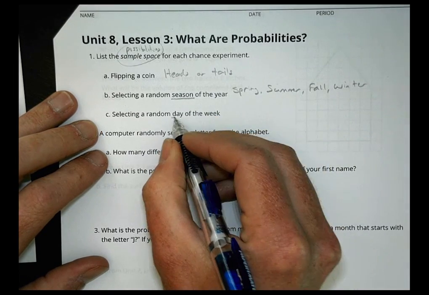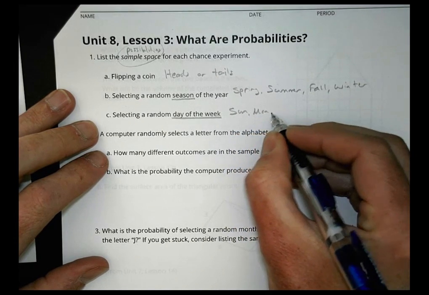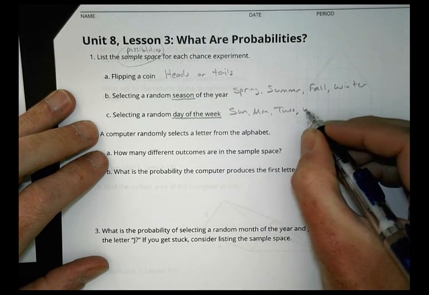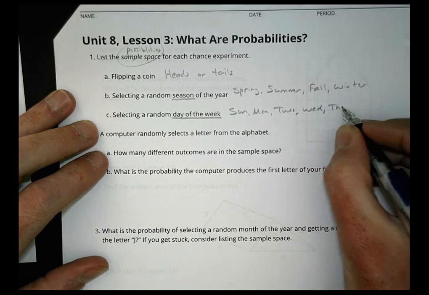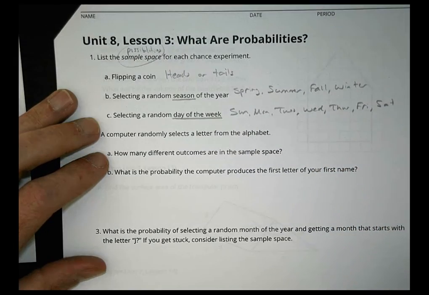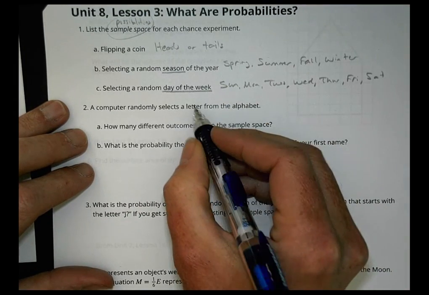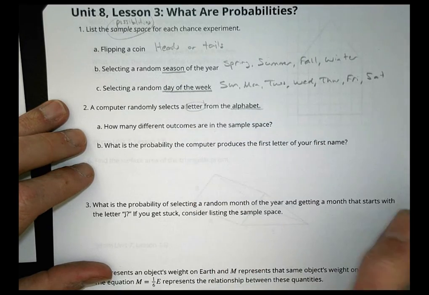Okay, random day of the week. Well, we have Sunday, Monday, Tuesday, Wednesday, Thursday, Friday, and Saturday. Those are abbreviations, of course. That's it. Number 2. A computer randomly selects a letter from the alphabet.